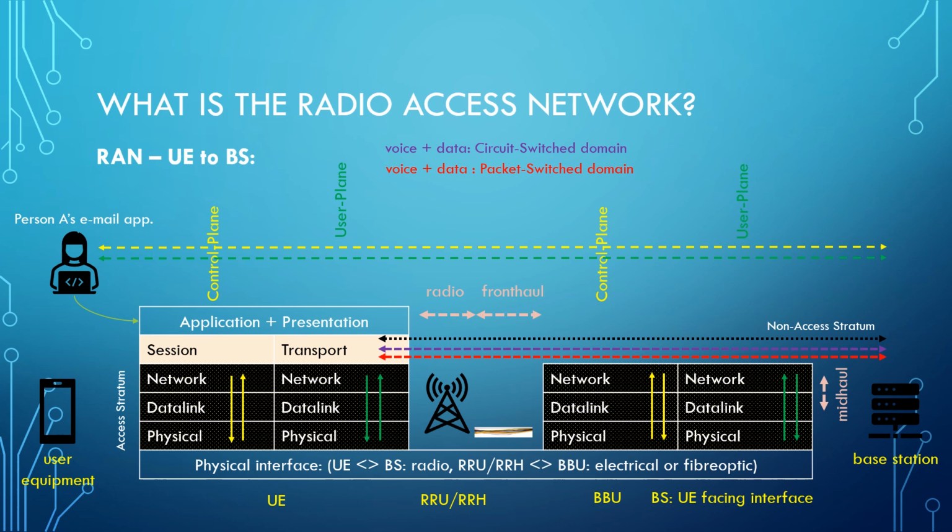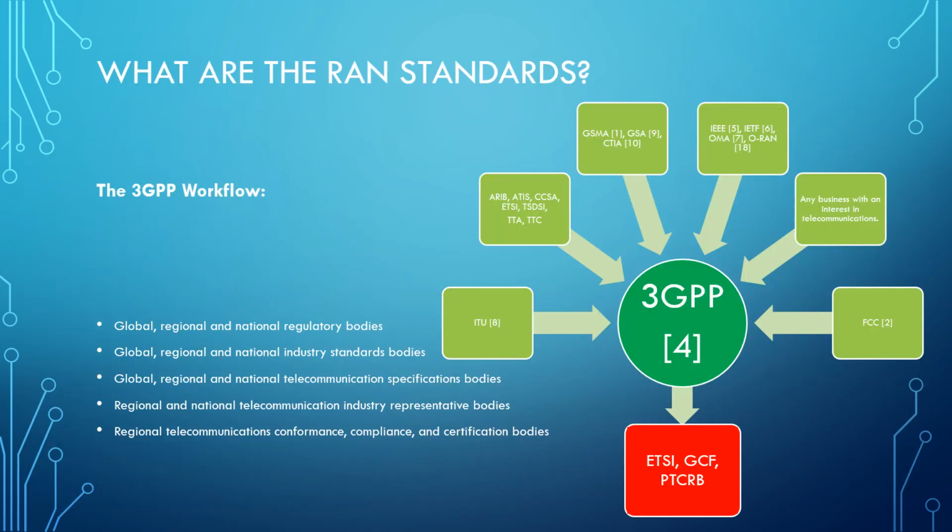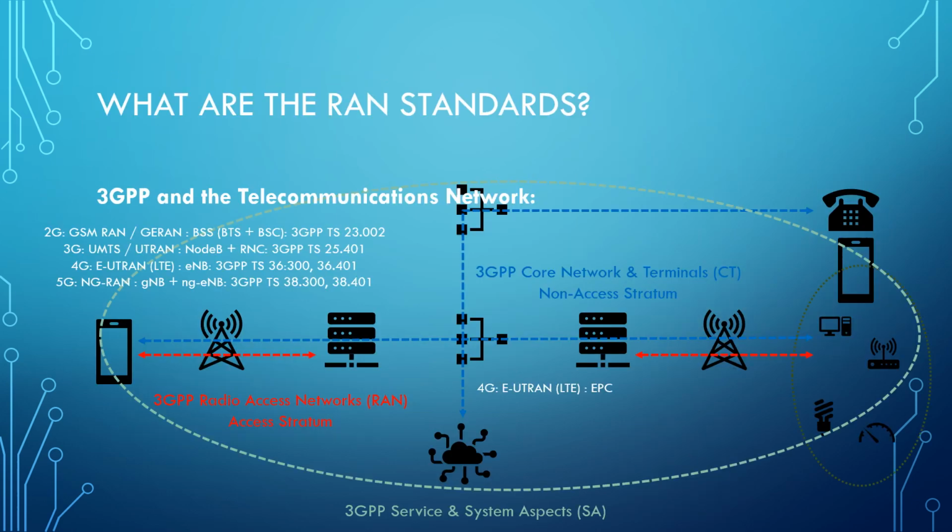Here I show you how communications protocol software is mapped to the radio access network. Here I show you how to integrate radio access network verification and validation requirements to the software development lifecycle and the software test lifecycle. In this lesson, I explain the cellular telecommunications standards industry. In this lesson, I show you examples of the cellular telecommunications standards.